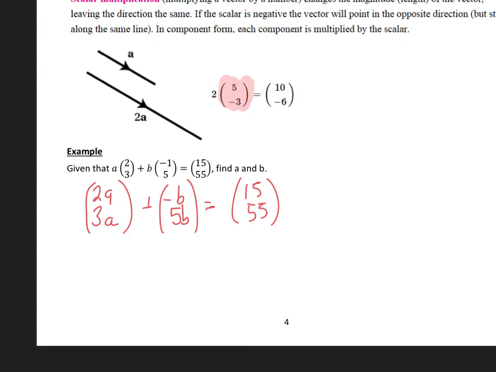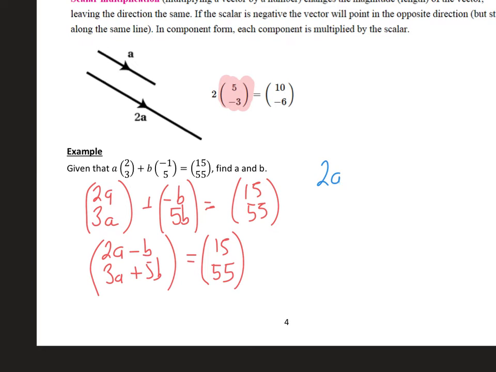Now I know to add vectors, I can just add the top ones together, add the bottom ones together. So I get 2a minus b on the top, and 3a plus 5b on the bottom, which gives me the vector (15, 55). And if two vectors are equal, that means each component must be equal. So the i component must be equal, so I get the equation 2a minus b is 15, and the j component must be equal, so 3a plus 5b equals 55.